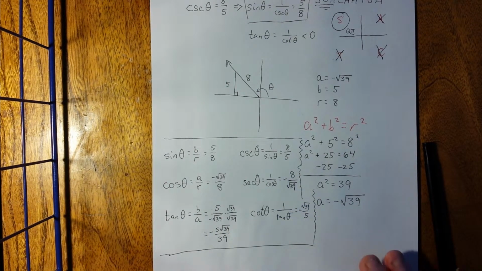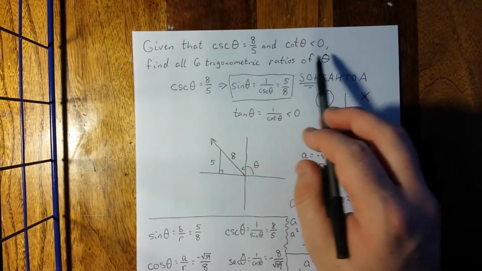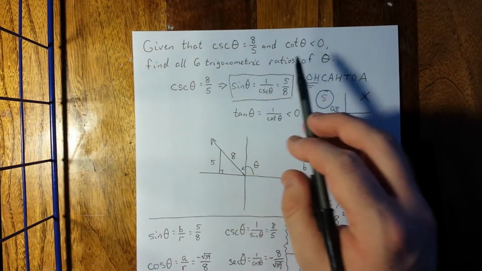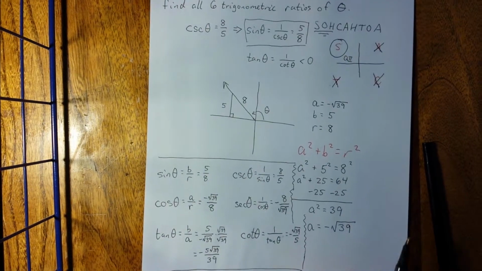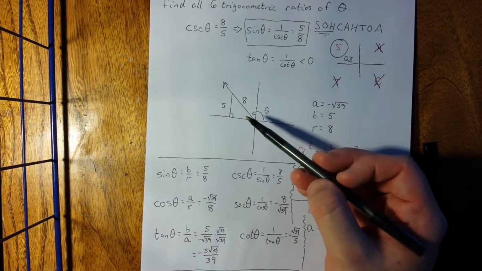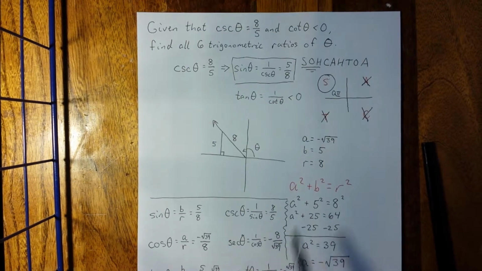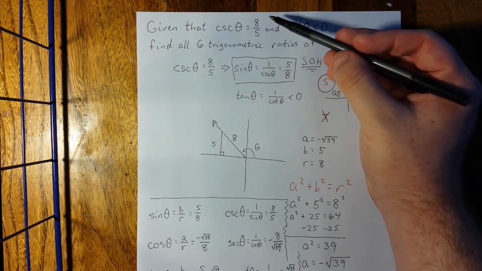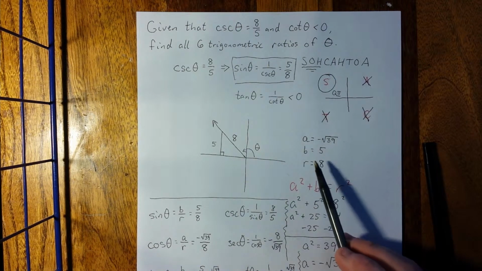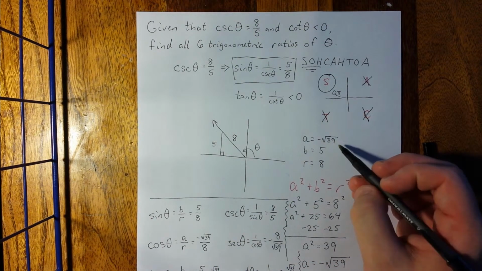So once again, really important part of the process. Use the given ratio and the given information to figure out what quadrant the angle theta lies in. Then we draw a generic angle in that quadrant and then label 2 of the sides. We get 2 of the sides from the one ratio that's given to us. That's got to give us either a and b, or a and r, or b and r. In this case, it gave us b and r.